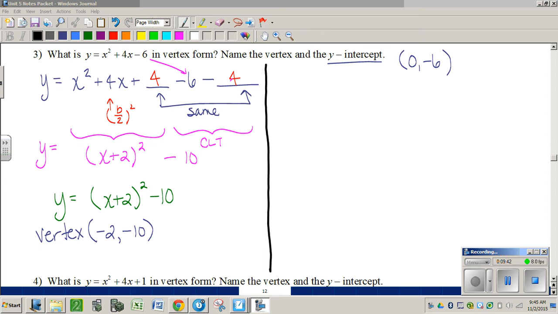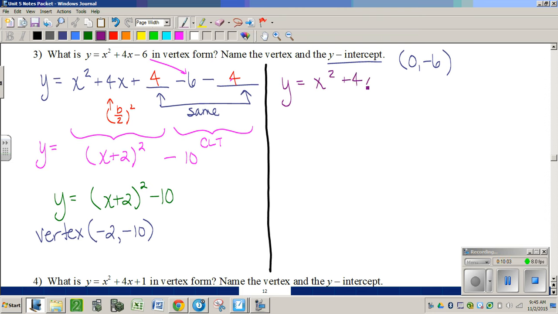Now remember, when I first started this problem, I said there's 2 different ways you could do it. The first way was we stayed on one side of the equation, and we worked on that. Now the other way is that you can do the completing the square like we did in the first 2 examples.